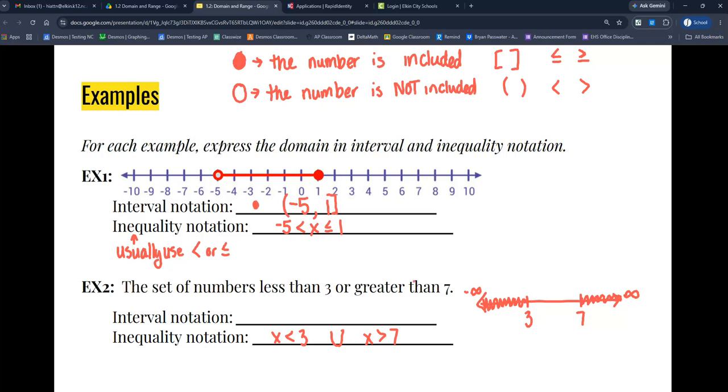So to write this, you're going to start furthest to the left. You're going to do negative infinity. And then this graph stops at 3. You'll do your union symbol for another one. And then you'll do 7 to infinity. All of those will have parentheses.